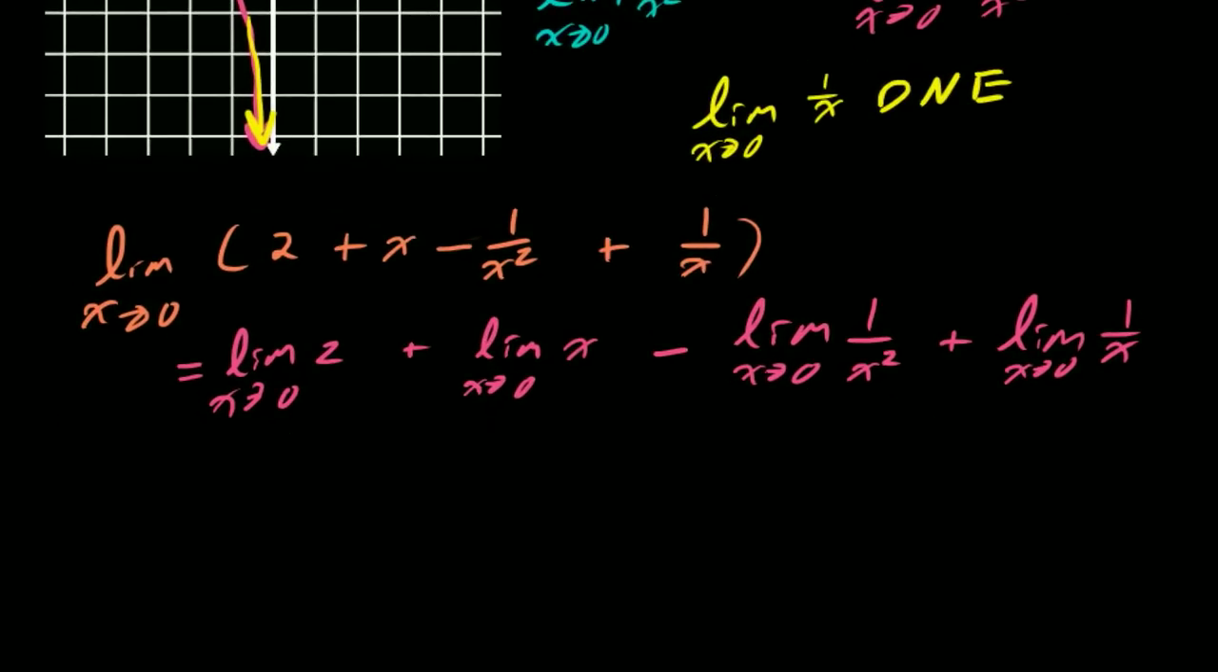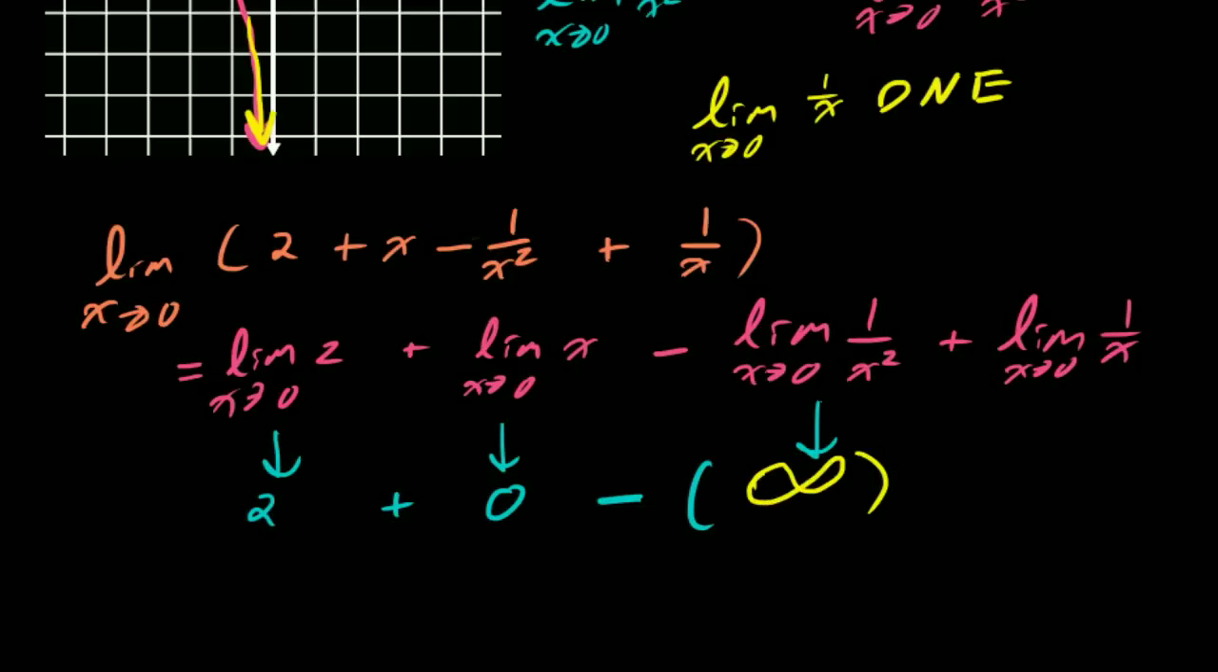And so now these first two pieces are really easy to evaluate, right? The limit as x approaches anything of just a constant is just equal to that constant. So this is just 2. Then we've got plus the limit as x goes to 0 of just x. That's just going to be equal to 0, right? So we've got 2 plus 0. And now we've got this function. We're going to subtract out the limit of what this function equals. We already figured out the limit as x goes to 0 of 1 over x squared. Well, we're going to subtract out what that function equals, which is infinity.